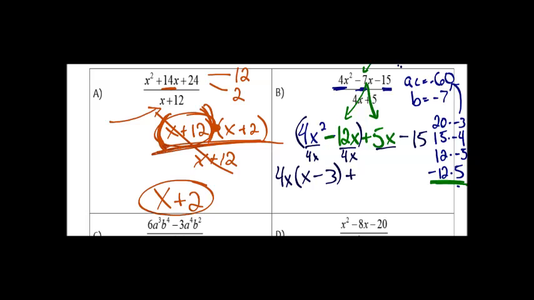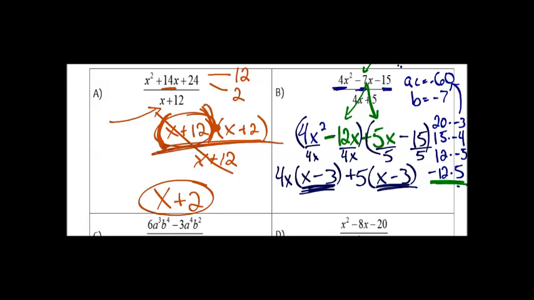plus I have to factor something out of this group to make it the exact same thing as whatever was in this group. So I have to change it into an x minus 3. That means I have to divide by a positive 5. The 5 comes to the outside, leaves me with an x minus 3 on the inside. Those need to be the same.